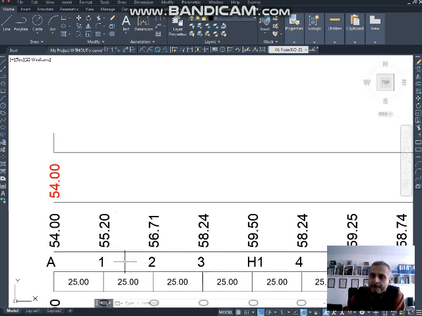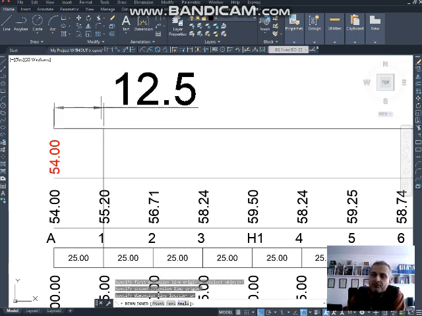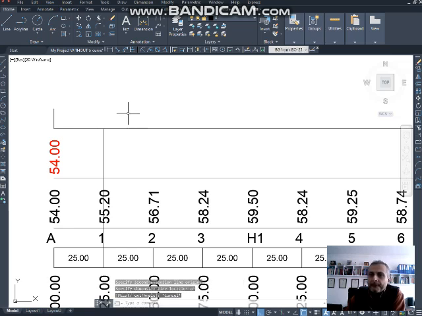Let's do the second one. 55.20. First of all, I need to draw a line exactly 25 meters away. That distance is 25 meters in the real world. Because this is 1 to 2000 in the horizontal scale, it's only 12.5 units. So 12.5 units in real world is 25 meters. So from this point upwards, 55.20.